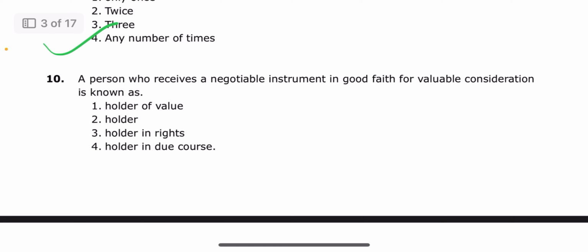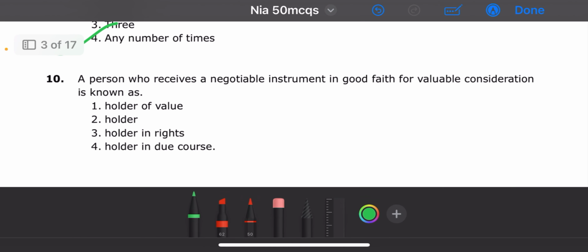Next question, a person who receives a negotiable instrument in good faith for valuable consideration is known as? The options are: first, holder of value; second, holder; third, holder in rights; or fourth, holder in due course. The correct answer is fourth one, holder in due course.